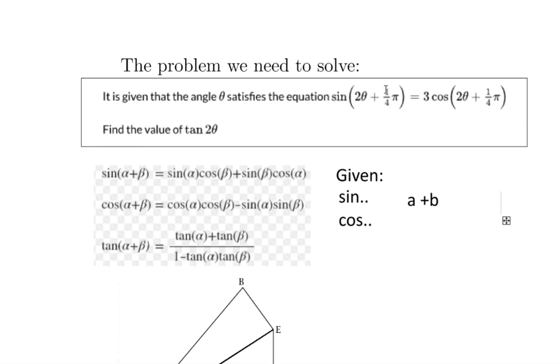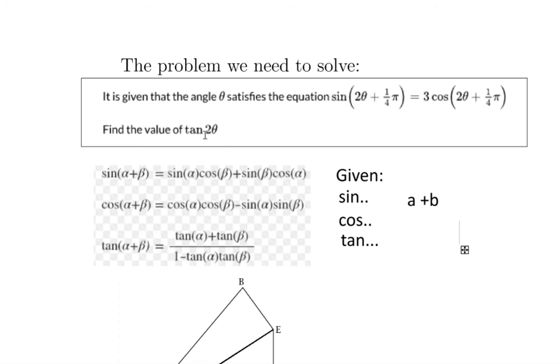We've got 2 theta plus 1/4 pi, 2 theta plus 1/4 pi. So, aware of that, we can suggest that A is 2 theta and B is 1/4 pi. Another thing is that sine and cos are related to each other, particularly with regards to tan. We know that tan is related to sine and cos, so we also need to remember that there's a relationship between these three.